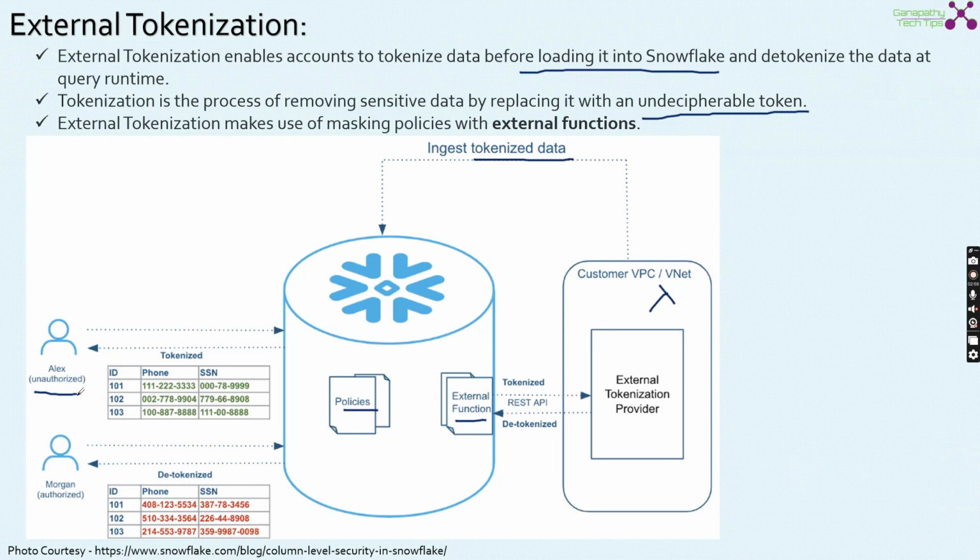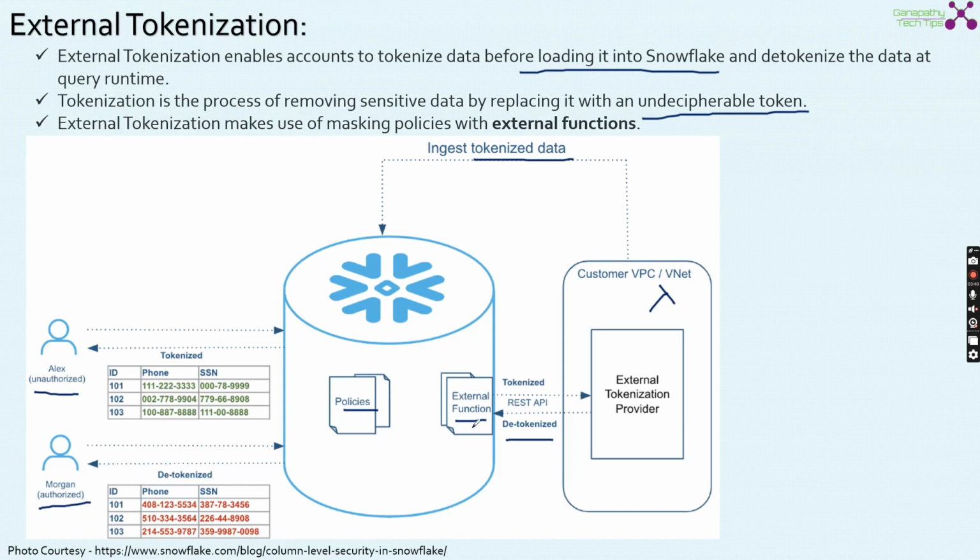Now if you can see, Alex is the unauthorized user who is not having any access via the masking policy. If that person is trying to see the data, here he can see all this data, but this data is not the valid one. All these are undecipherable or tokenized data. But if Morgan is the authorized user and he fires the query, it will use the external function, go to that external function provider and do the detokenization, then the detokenized data will be provided back. Here whatever you are seeing is the valid one, valid phone numbers and valid SSN. That is how it works.